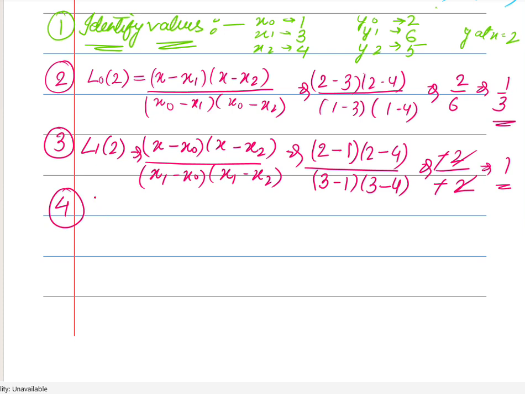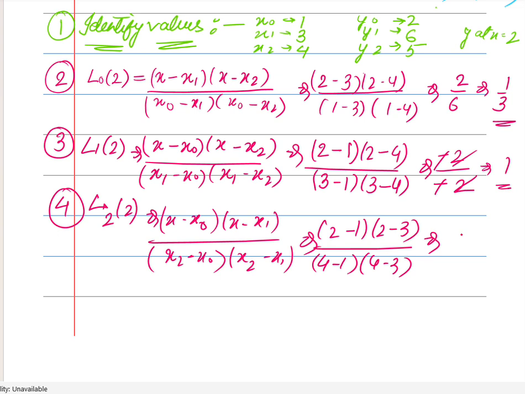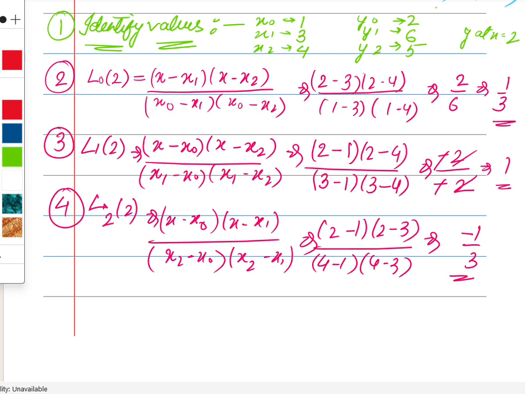Again, in our fourth step, what will we do? We'll write for L2 of 2, which would be equal to, now write it yourself, x minus x1 divided by x2 minus x naught and x2 minus x1. Now for this, it would be equal to 2 minus 1, 2 minus 3 divided by 4 minus 1 and 4 minus 3, that would be equal to minus 1 by 3. Right. Now we have done 4 of our steps.